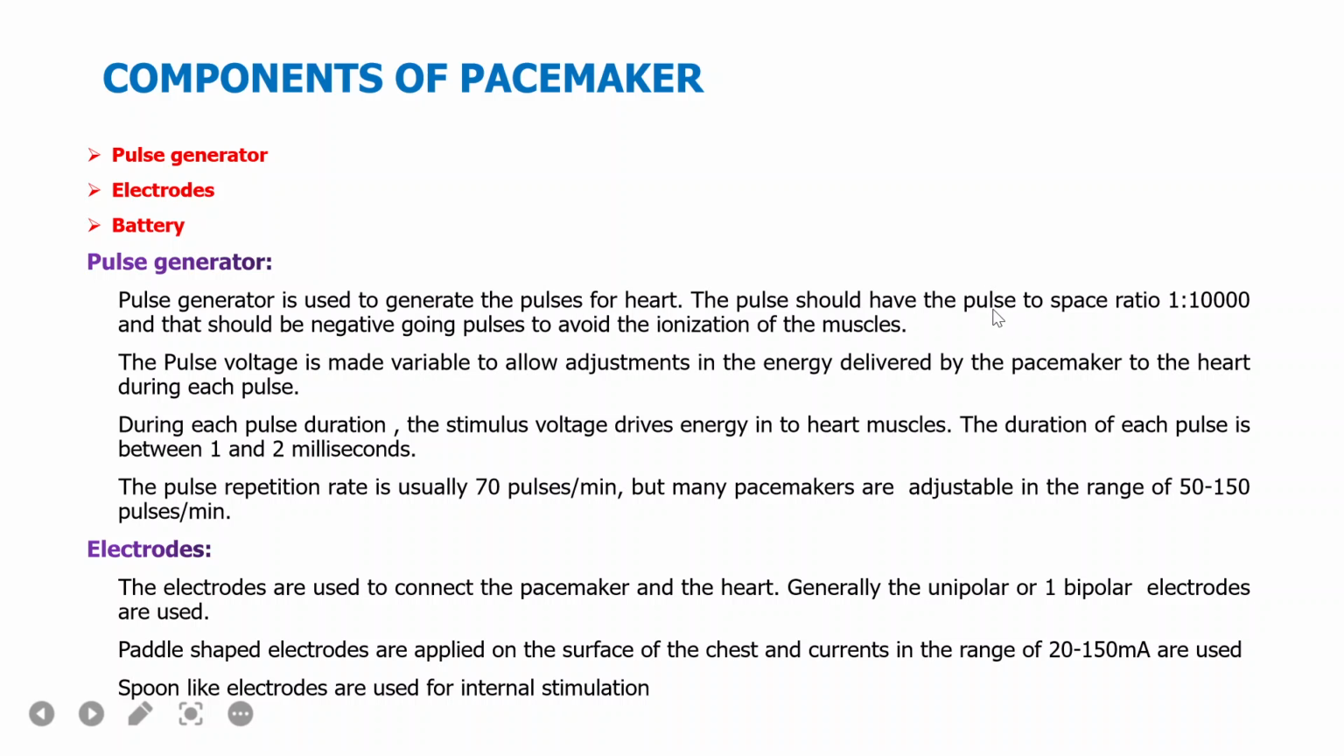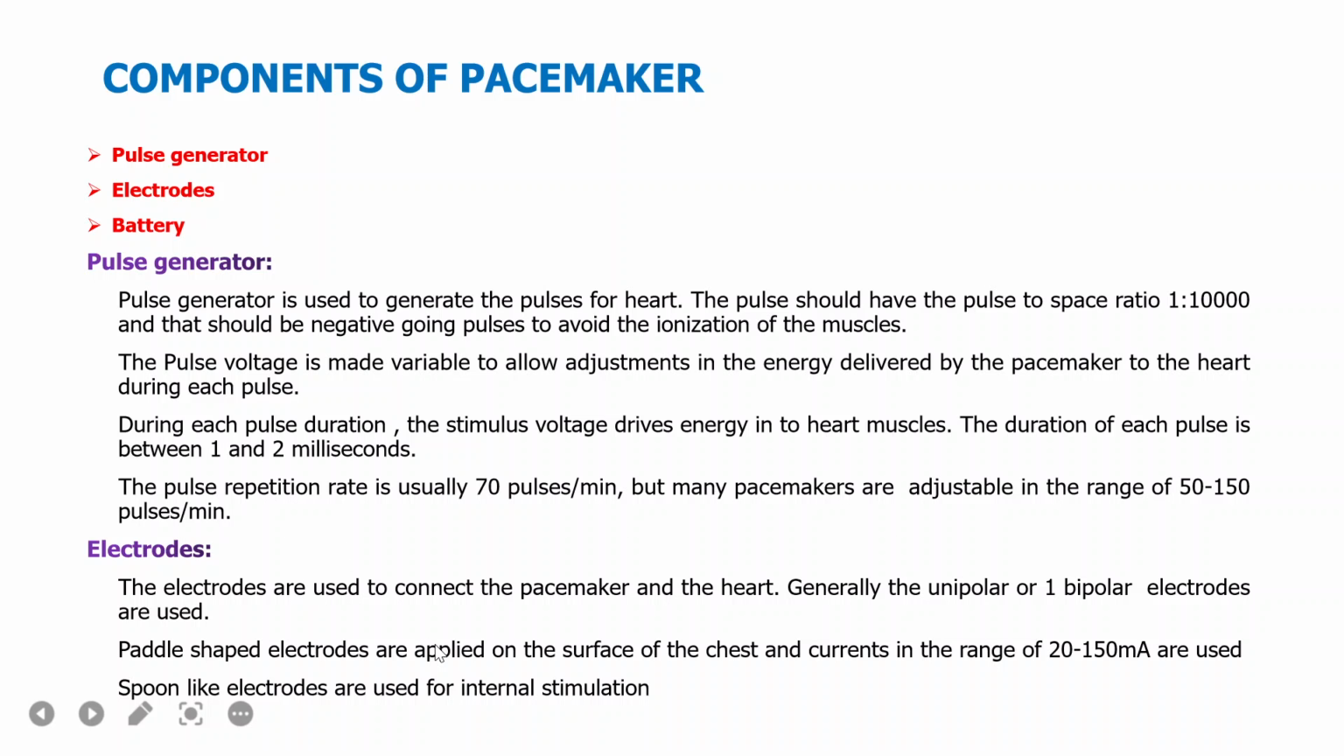Here the pulse to space ratio is 1 to 10,000, and the duration of each pulse is 1 to 2 milliseconds. It delivers energy to the heart muscles, and we use a repetition rate of 70 pulses per minute. In many pacemakers the range is adjustable, and it can be adjusted from 50 to 150 pulses per minute.